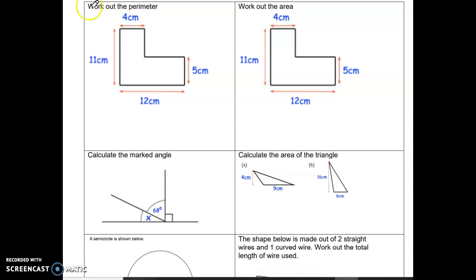Okay, so we're on with the repeat section now. Work out the perimeter. Again, your perimeter is the distance around the edge. I know all those numbers, but there's a couple here that actually aren't given.